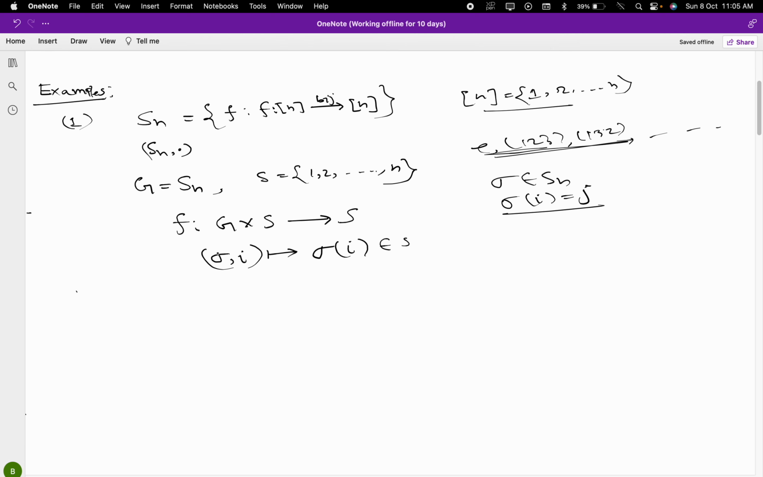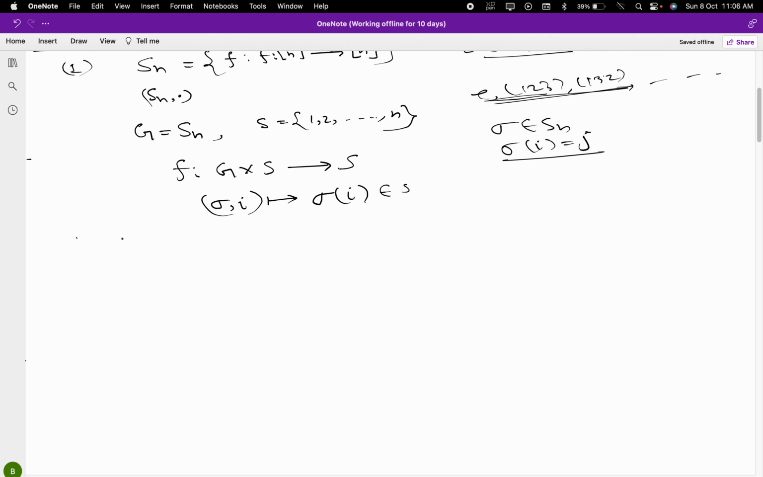Now we just have to check whether G satisfies these two properties or not. If it satisfies them, then we say G acts on S, that is, Sn acts on S. Otherwise we say that it is not acting. So let's check the properties. Is it clear? Then this f is a well defined map.